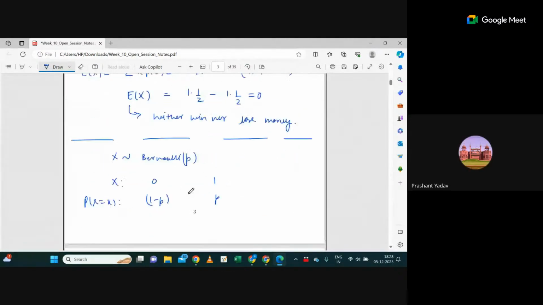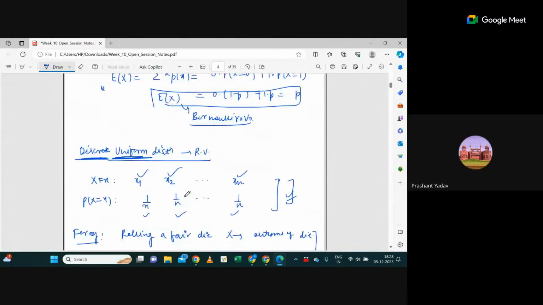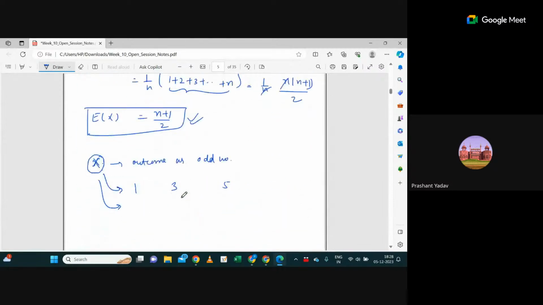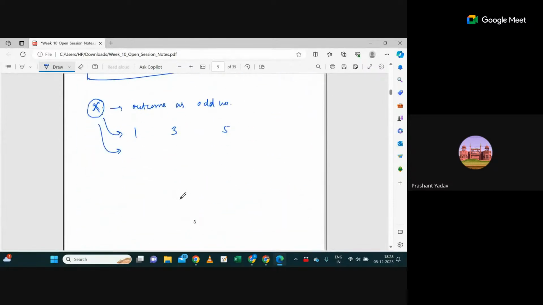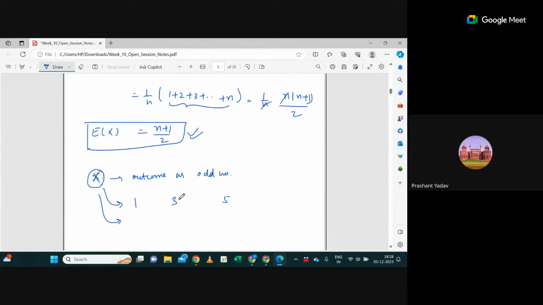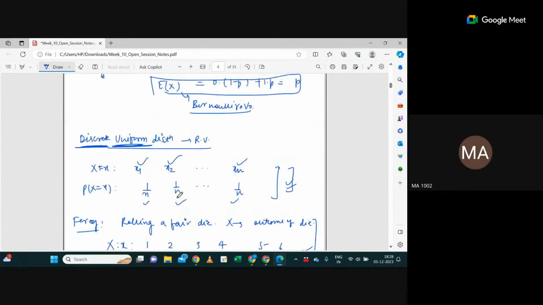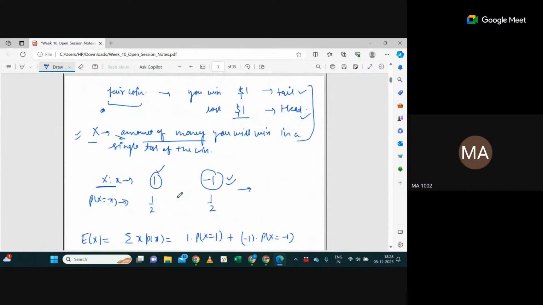Suppose in this case we say that if we lose then 0, and if we win then 1. Why is that not possible? Because I defined the random variable like this. It depends on how we are defining the random variable. My random variable is the amount of money. I'm not defining it as whether I will win or lose.